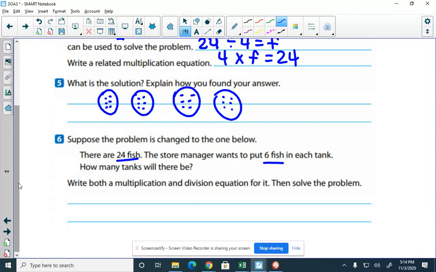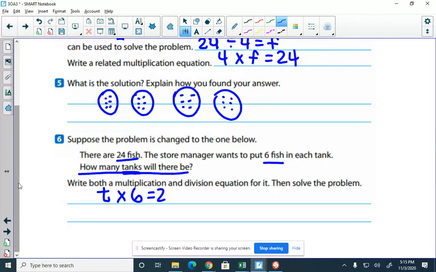And then the part that we don't know or aren't given is how many tanks there will be. We can write both the multiplication and division equation for that and then solve. So the multiplication sentence could be, how many groups? Somebody in class said, well, I'm going to make my unknown be a letter T this time, since I'm being asked to find the number of tanks. How many tanks would I need to put 6 fish in each tank?